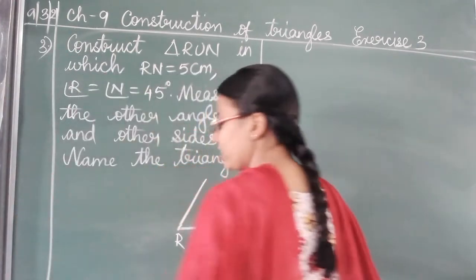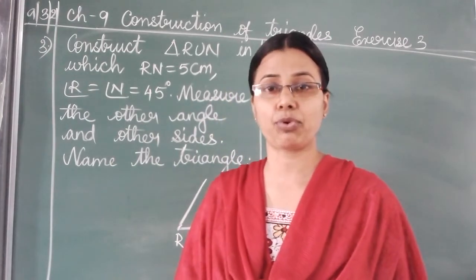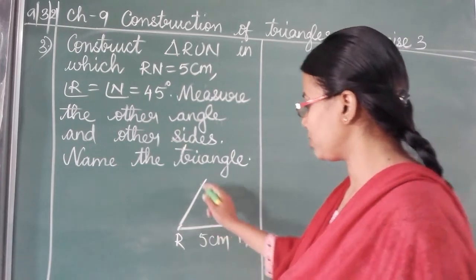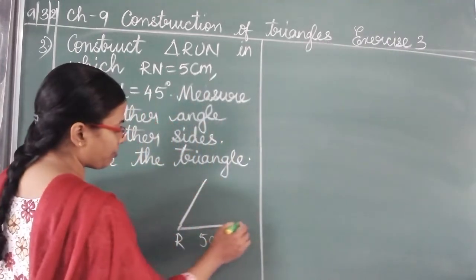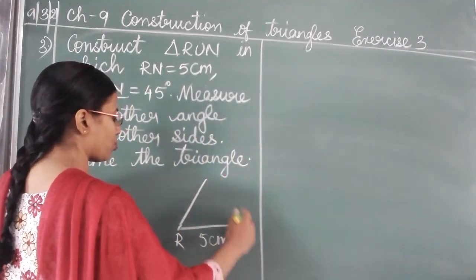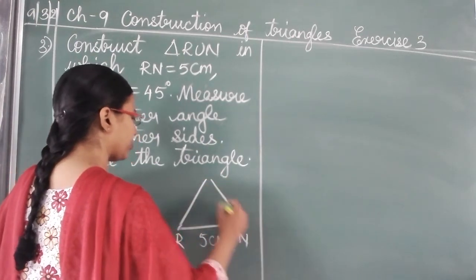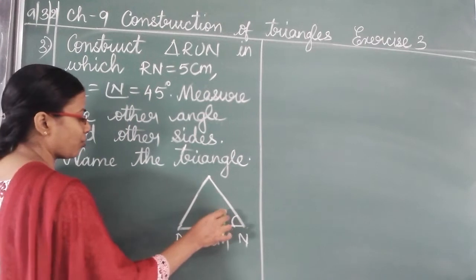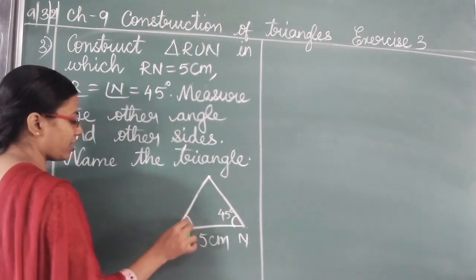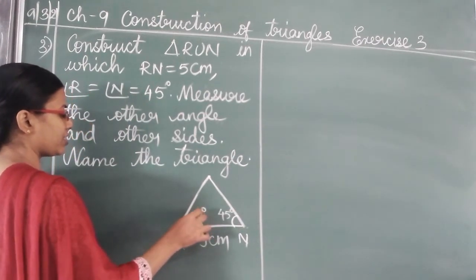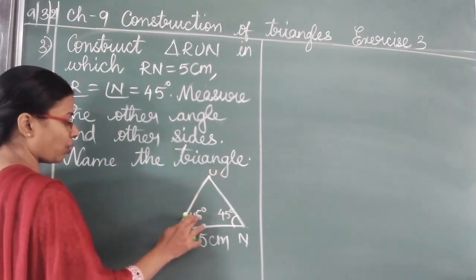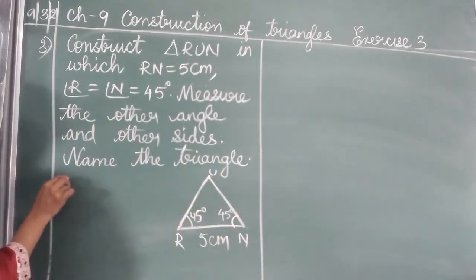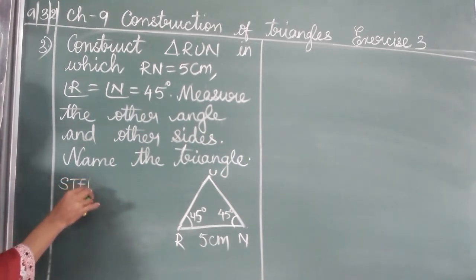When we do the actual construction, we are going to use our protractor and draw a ray. But as of now, we are just going to draw because it's a rough figure. This is 90, so half of that is 45 degrees. So this is 45 degrees and this is also 45 degrees and this is U, vertex U. So this is what is given. So now let us write the step 1.